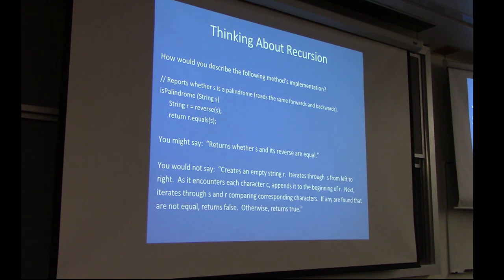Okay, this is what you would not say. If I say, what does this method do? And you said, well, it creates an empty string R, it iterates through S from left to right. As it encounters each character C, it appends it to the beginning of R. Next, it iterates through S and R, comparing corresponding characters. If any are found that are not equal, returns false, otherwise returns true. Why is that not the way anyone would describe what this does?